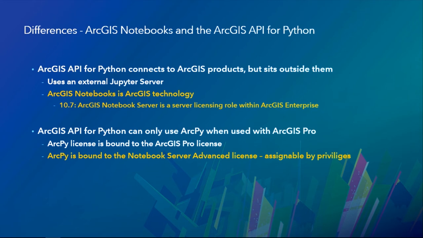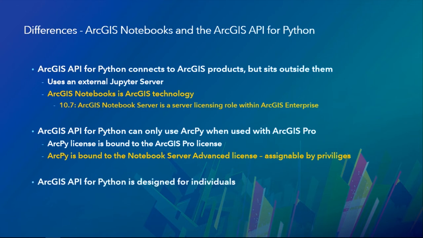The ArcGIS API for Python can only use ArcPy when it's used with ArcGIS Pro. And that ArcPy license is tied to the Pro license. So if you license that for single use, just you, that means you would be breaking your license agreement to open it up to everyone in your organization. Whereas with ArcGIS Notebooks, the ArcPy is bound to the Notebook Server Advanced license. You can assign those privileges to anyone in your organization.